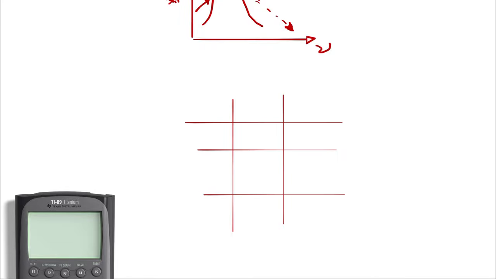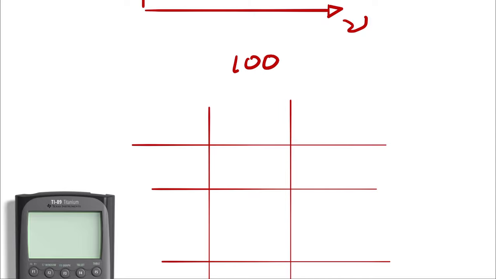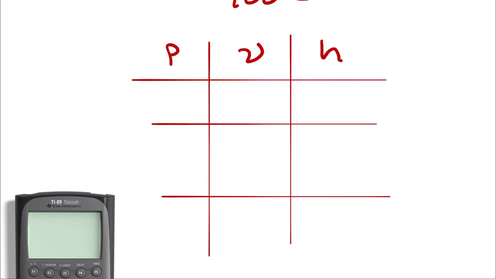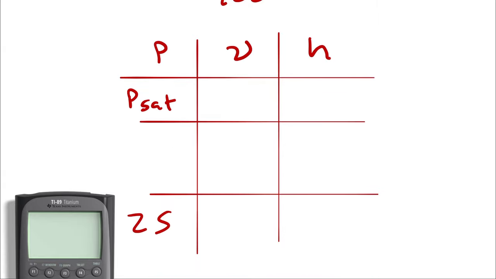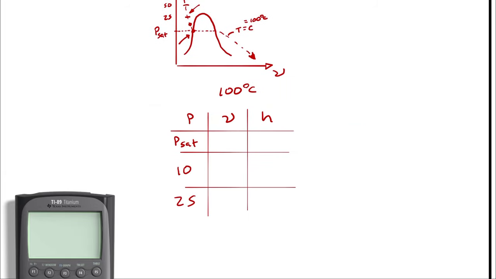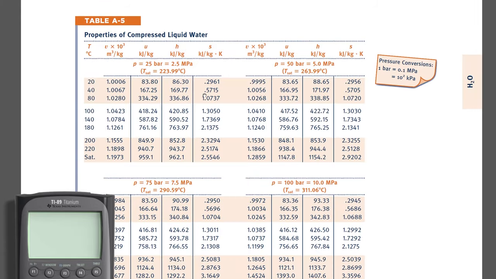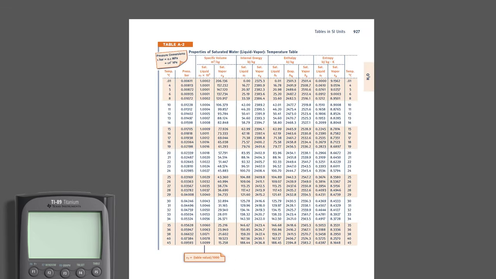And we are building a subtable for 100 degrees Celsius. And we have pressure and specific volume and specific enthalpy. So we have properties at 25 bar, and we have properties at Psat. That's Psat at 100 degrees Celsius. And we are using those to generate properties at 10 bar. The saturation pressure corresponding to 100 degrees Celsius, by the way, we can grab from table A2.